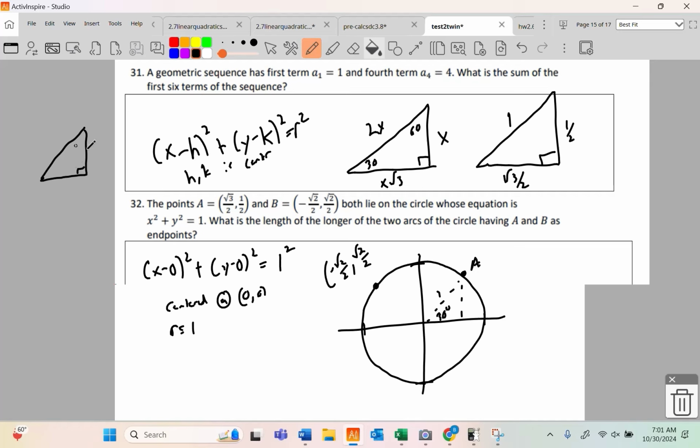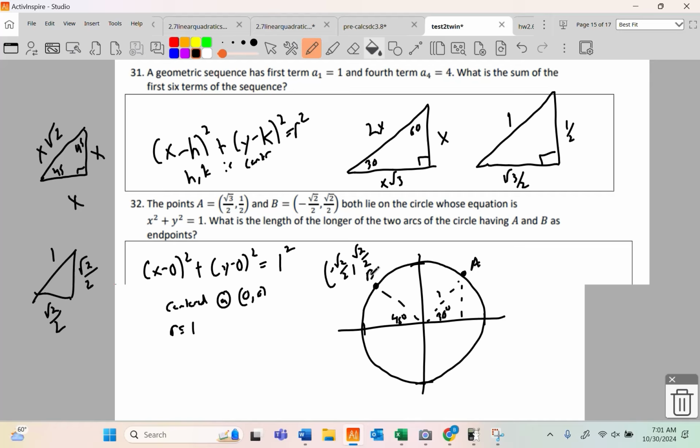So here's a pattern from geometry. It's 1, 1, root 2, or x, x, x root 2. That deals with the 45-45-90. If you make the hypotenuse 1, it turns out that these lengths are root 2 over 2. So when I see these numbers, I know that there's a 45-degree angle that's been formed with the x-axis. This is point B. So what is the length of the longer of the two arcs of the circle having A and B as endpoints?